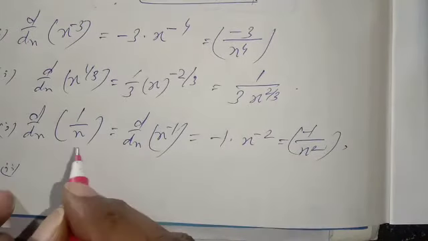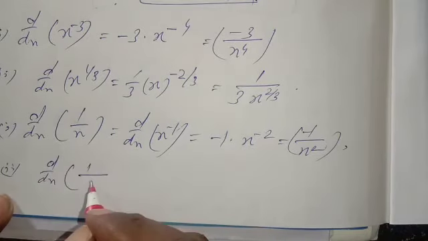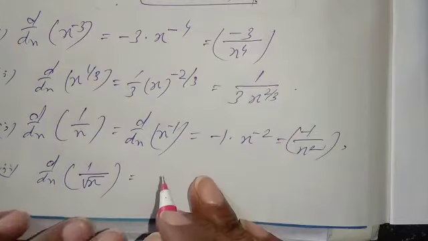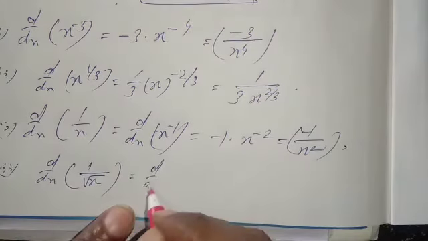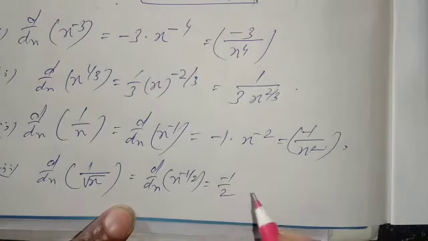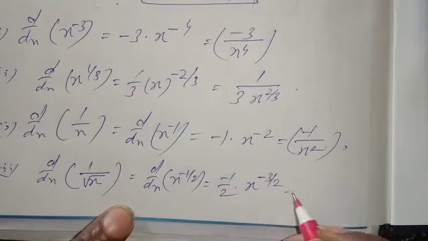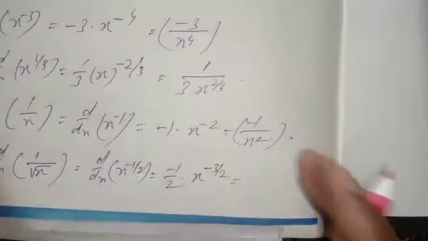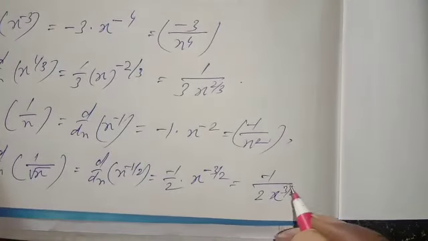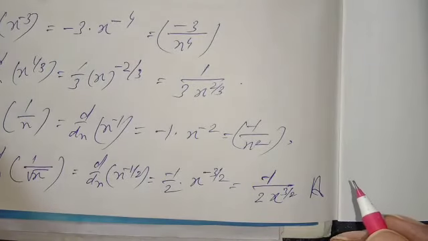Number 2 second part, d by dx of 1 by root over x is given. Root over x means what? Power half. If we take it up, this will be x to the power minus half. For the derivative, the power comes first: minus half into x to the power minus 3 by 2, which is equal to minus 1 by 2 into x to the power 3 by 2. And this is the answer of number 2 second part.